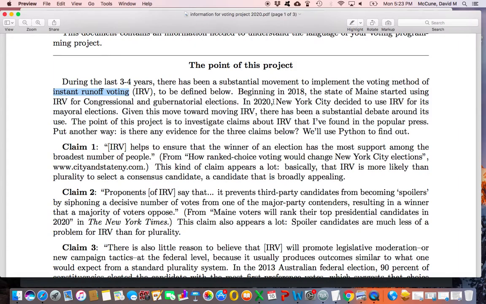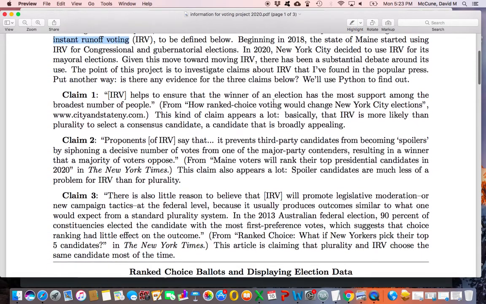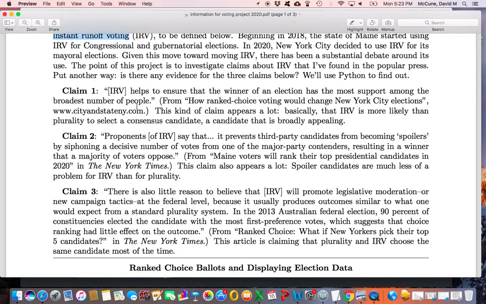The point of this project is to investigate claims about instant runoff voting that I have found when investigating this debate. One of my mathematical hobby horses is to keep my ear to the ground to see what people are saying in the popular press, sort of in the popular debate, about different voting methods. So I have 3 claims here in this document. 2 of them come from the New York Times. One of them comes from City and State New York. The reason I'm using New York-centric references here is because New York City is the most recent place to start using instant runoff voting.